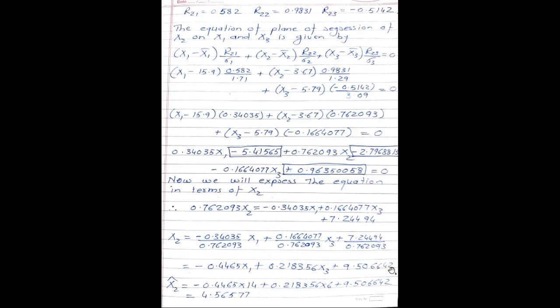Now we want to estimate the value of x2 when x1 is equal to 14 and x3 is equal to 6. So x2 cap can be written as minus 0.4465 into 14 plus 0.218356 into 6 plus 9.506642. So if you multiply and then add the terms, x2 cap becomes 4.56577.